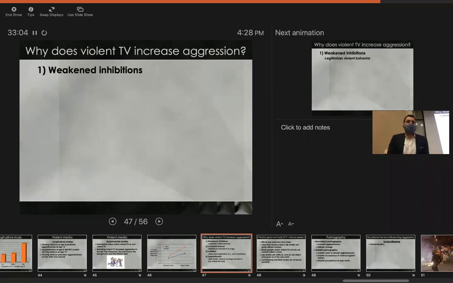Okay, so one reason why violent TV can increase aggression is because watching violent TV can weaken our normal inhibitions against violent behavior. Okay? In other words, if the hero of a movie, let's say, is using aggression to get what they want and they're the good guys, then that sort of legitimizes violence. In other words, we might have this natural tendency to think that violence is bad, but if you're constantly being exposed to movies where the good guys are using violence and aggression to get what they want, it sort of makes it seem okay to do that, right? It legitimizes the violent behavior by weakening your inhibitions. So that's one way that violent TV can increase aggression. It's not the only way.